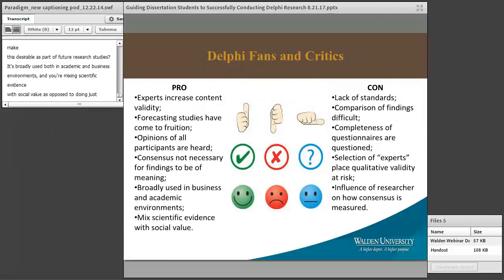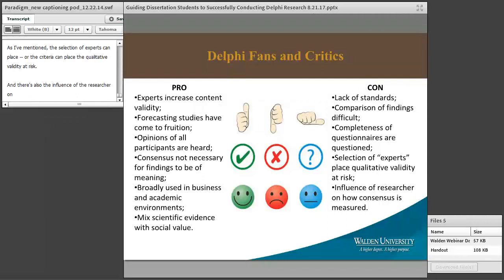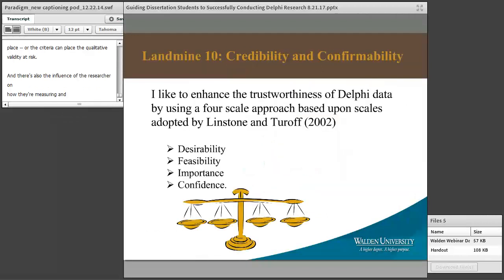The con is lack of standards. There are so many different ways to do this, it's hard to compare findings of studies. The completeness of the questionnaires is questioned in terms of the scope of the data being collected. As I've mentioned, the selection of experts, or the criteria, can place the qualitative validity at risk. And there's also the influence of the researcher on how they're measuring consensus. So finally, credibility and confirmability.